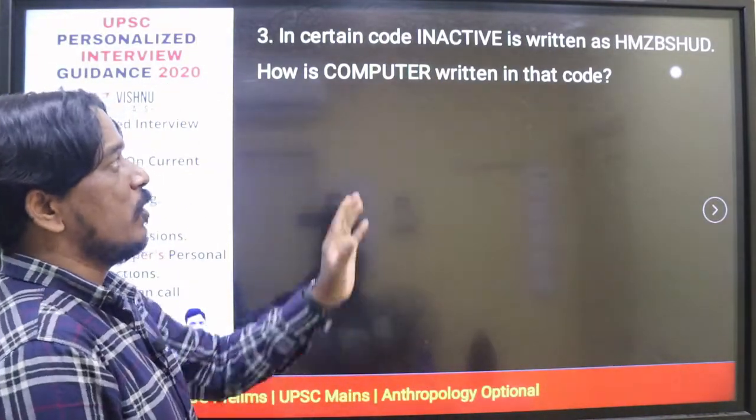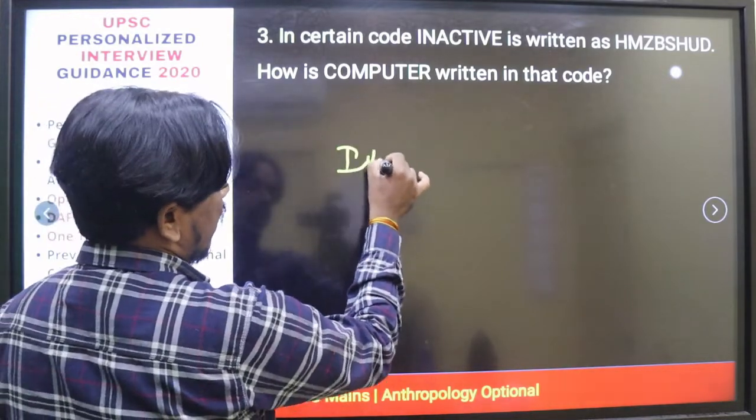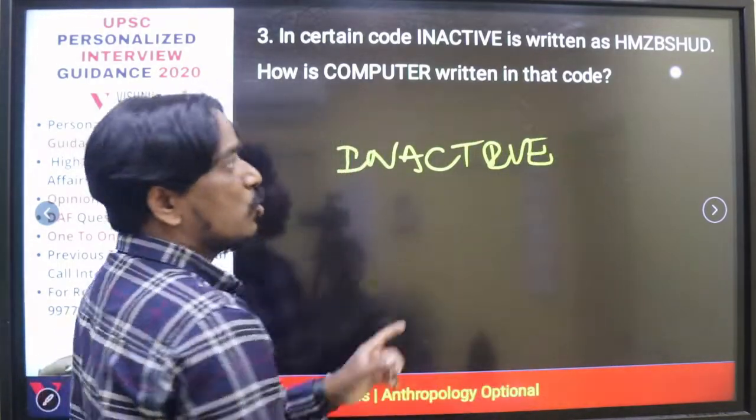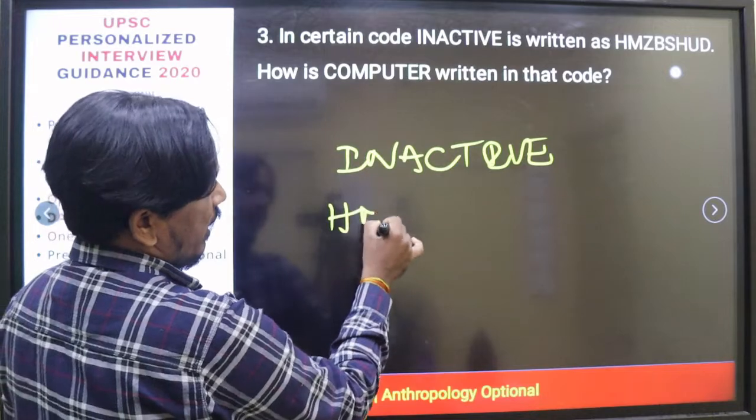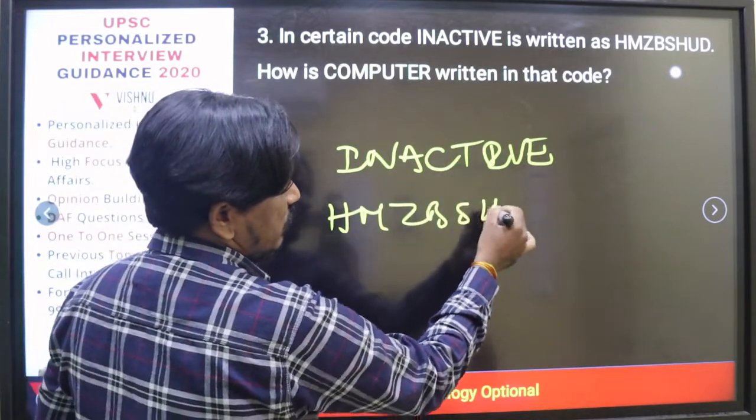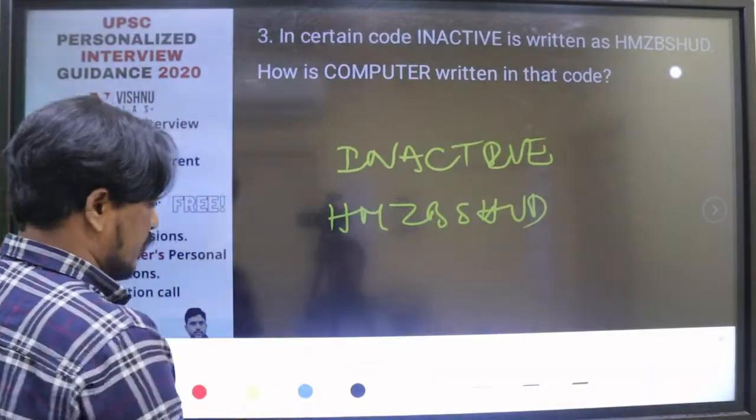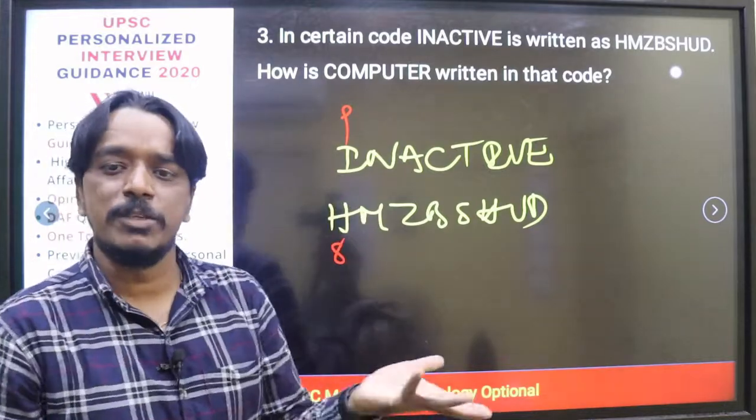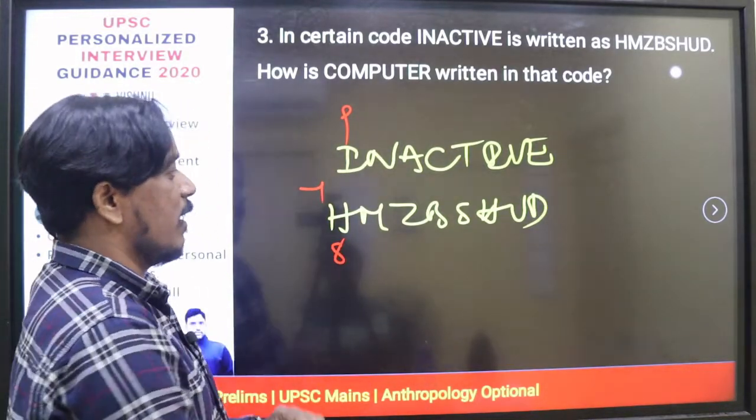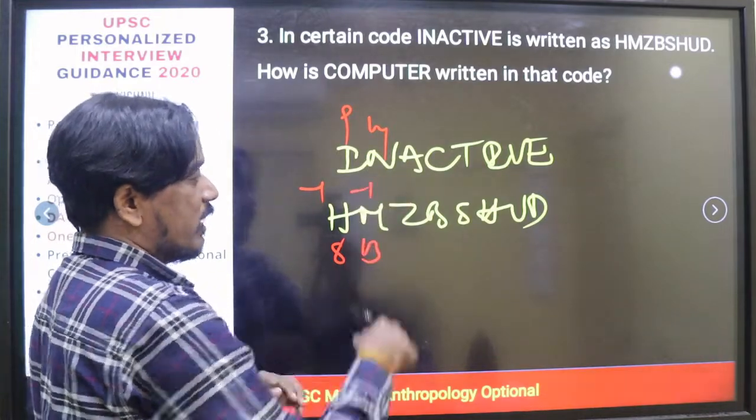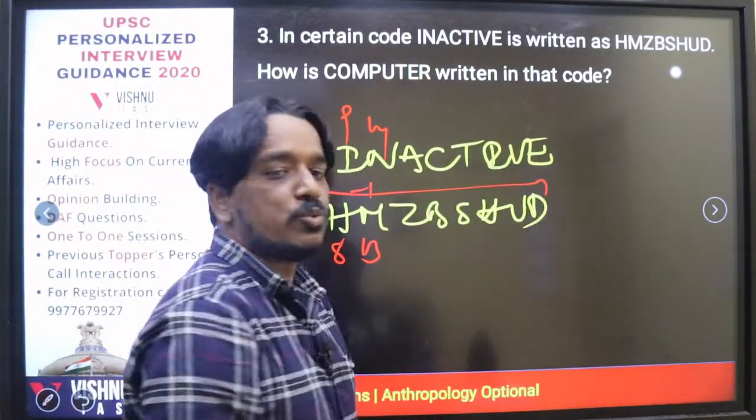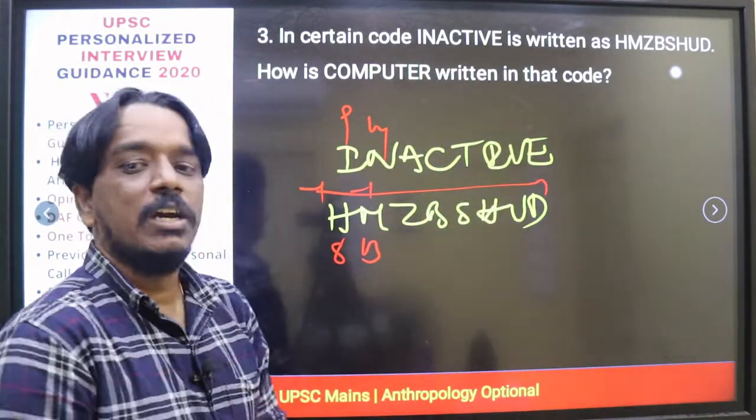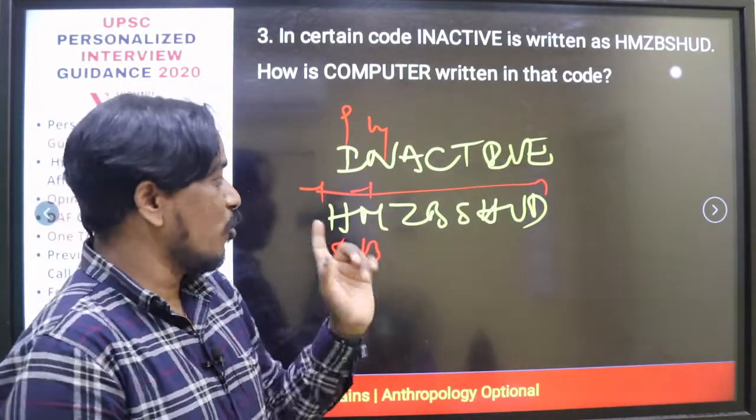So one more question, if you observe, what is the logic? We'll try to understand. INACTIVA is coded as HMZBSHUD. If you observe all these letters, particularly what is the pattern, just try to understand. I is 9, H is 8. Very simple. So directly it's a minus 1 logic. N is 14, M is 13, minus 1 logic is there. In all the places if you have the same minus 1 logic, directly you can go with the question and try to answer. So are you getting the same logic? Definitely we are getting the same logic. So the minus 1 pattern is being followed.